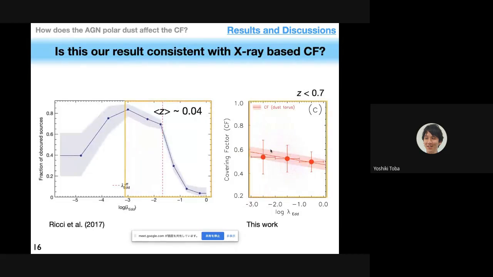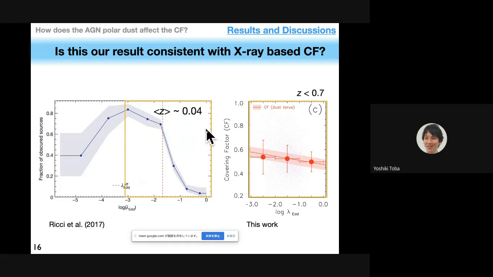Alright, so finally, let me discuss the consistency with X-ray based works. As I said, we confirm the anti-correlation of covering factor and Eddington ratio for SDSS quasars. But you may notice that the correlation strength we get here is much weaker than what was reported based on X-ray data. So what causes this discrepancy?